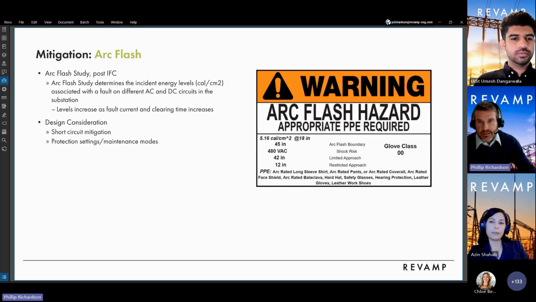One thing I want to note here is the best way to prevent arc flash is to not allow maintenance while the circuit's hot.